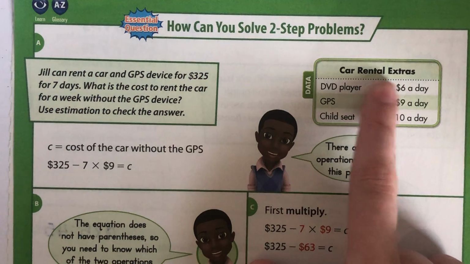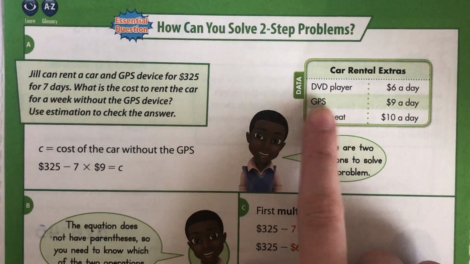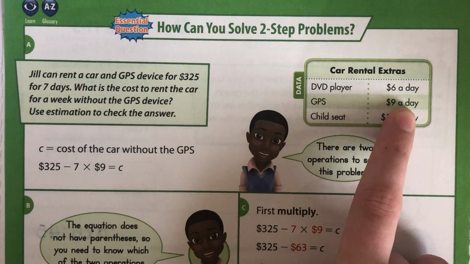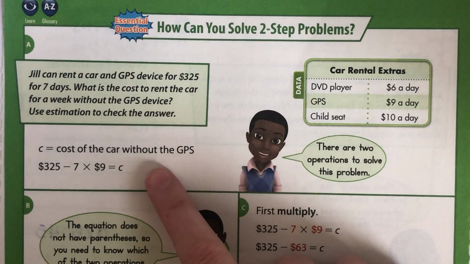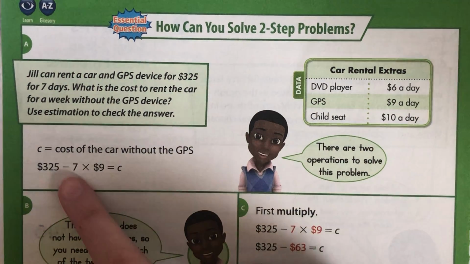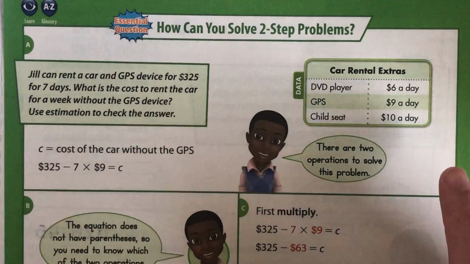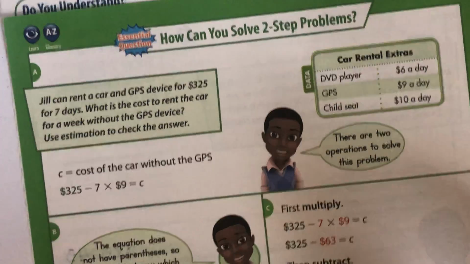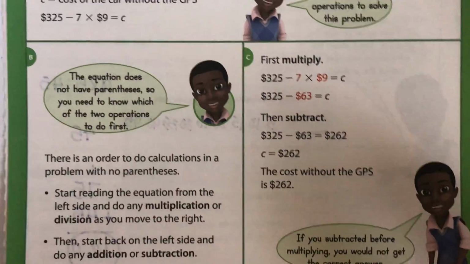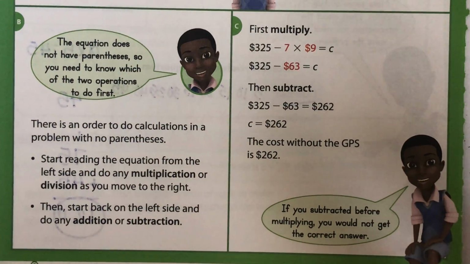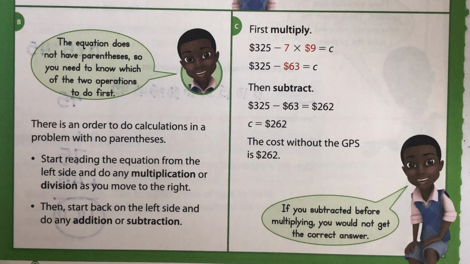So over here it says car rental extras. We're only looking here at the GPS, which is $9 a day. The cost of the car without the GPS: 325 minus 7 times 9 equals what? There are 2 operations to solve this problem. The equation does not have parentheses, so you need to know which of the 2 operations to do first.